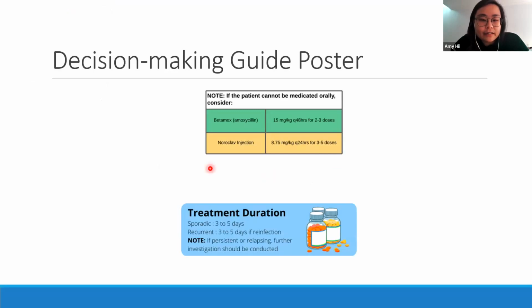And here's a recommendation, some options if the patient cannot be medicated orally. There's some injectable alternatives available, which is not convenient. And also a recommendation for treatment duration.